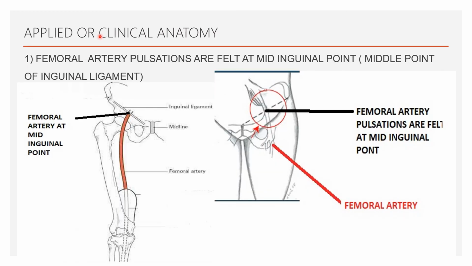Applied anatomy of the femoral triangle. Applied anatomy, or we can also say clinical anatomy. As we know, the femoral triangle contains the femoral artery. Its pulsations are felt at the mid-inguinal point. See, this is the mid-inguinal point. The point exactly in the middle of the inguinal ligament, midway between the anterior superior iliac spine and pubic tubercle. If we put our finger or thumb at that point, we can feel the pulsations of the femoral artery.